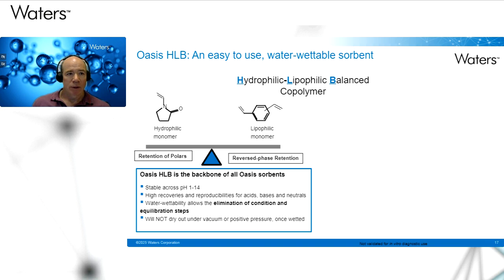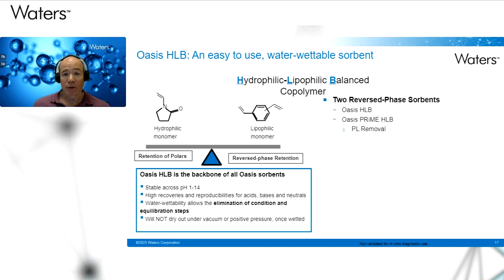Just a quick diversion into HLB. We have presented this before, but it's an easy to use water wettable sorbent. It's really designed to have a good balance of retention between polar and non-polar, reverse phase retention and polar retention. It's stable across a wide pH range, gives high recoveries for a variety of molecules, and it's water wettable. So unlike some of the previous sorbents, it does not dry out under vacuum or positive pressure.